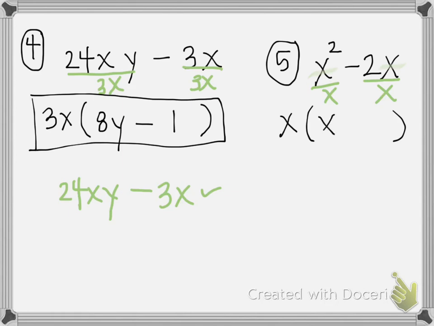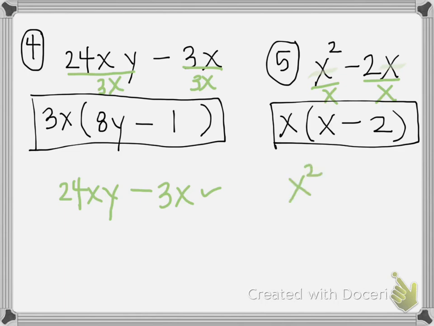X squared over x leaves me with an x. And then 2x over x leaves me with a 2. If you multiply this out, x times x gives you x squared. X times negative 2 gives you negative 2x.